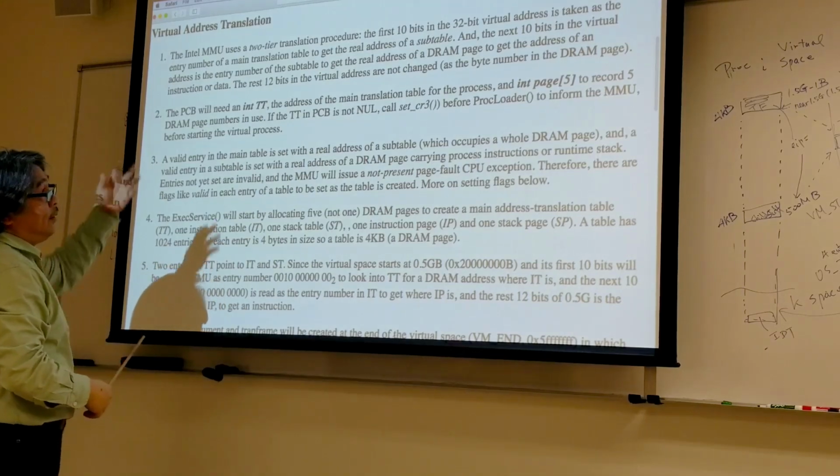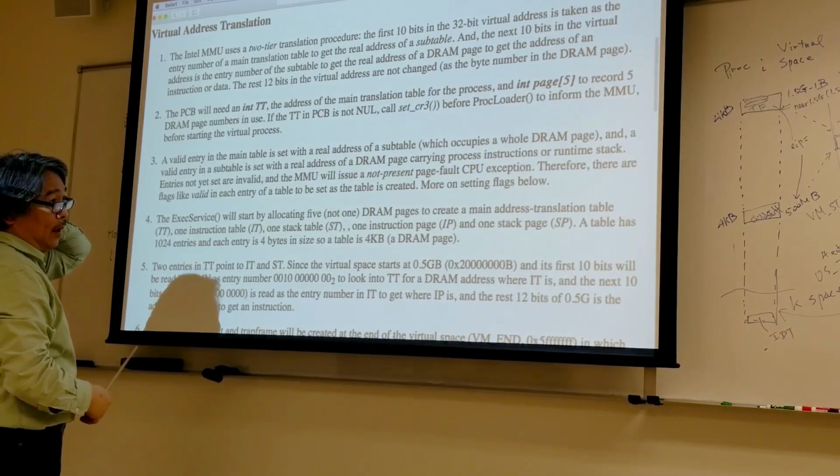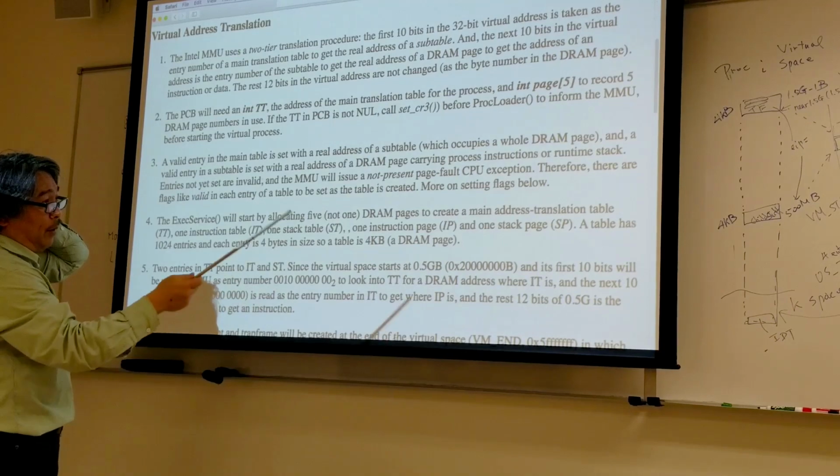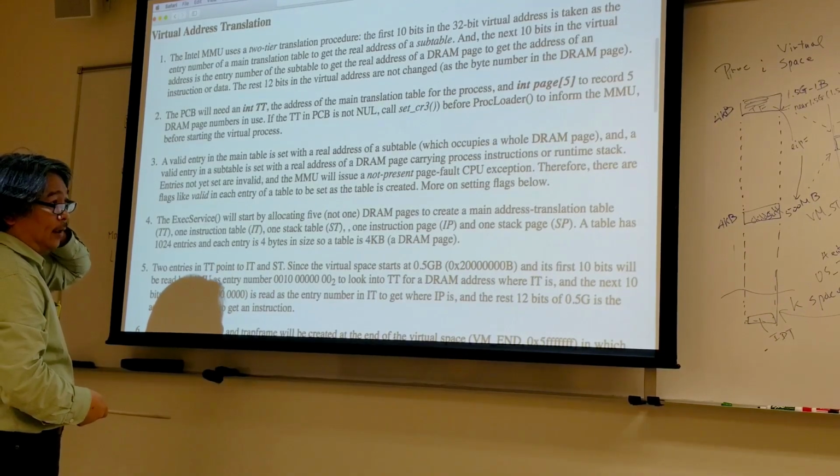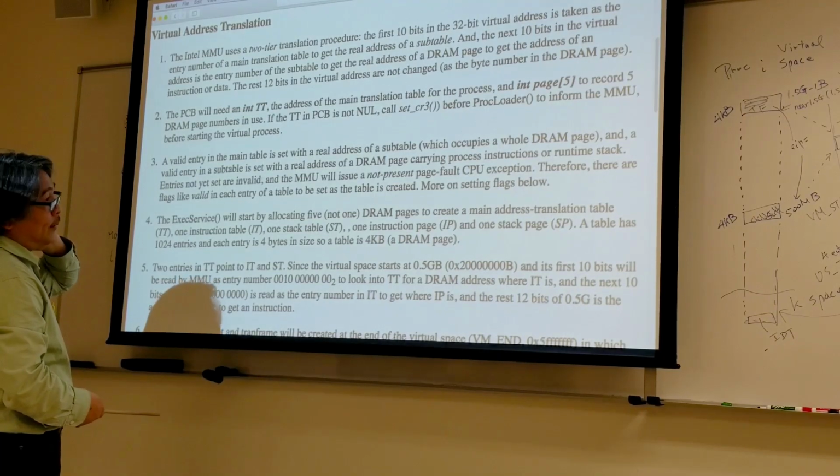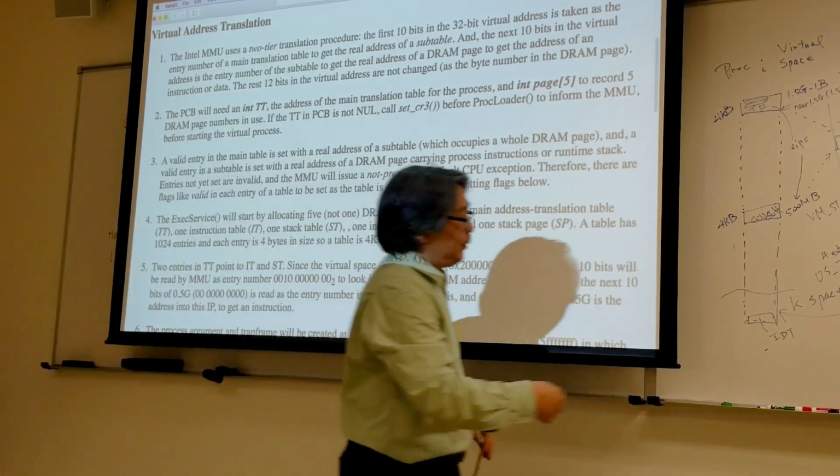Okay, so let's get into the detail about the translation. Right now we cannot say, oh, every process has a table. I cannot lie like that just to simplify things. It's actually a two-tier table system. Okay, two-tier table system. So I'm going to erase this.